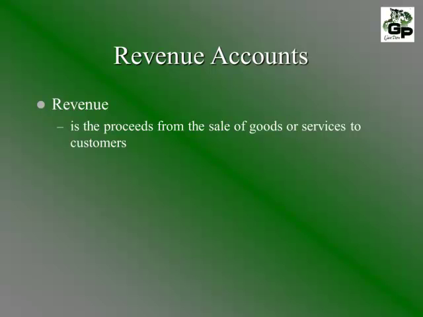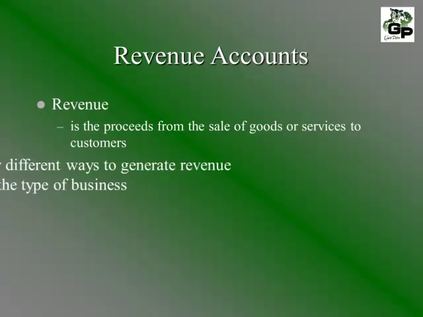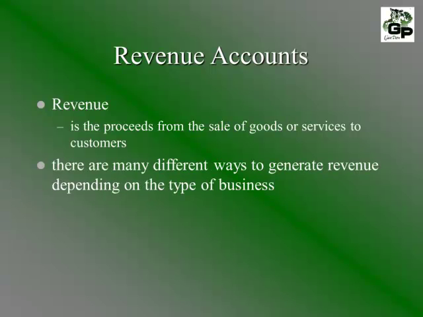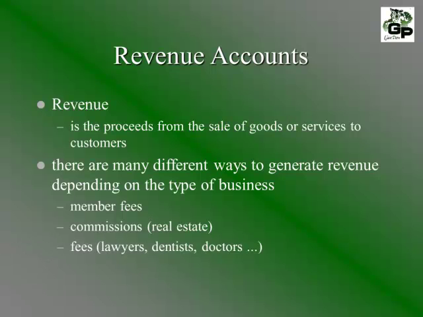Now we're going to talk about revenue accounts. And we know already that revenue is the proceeds from the sale of goods or services to customers. But there's many different types of ways that a business can generate their revenue. In the example in the textbook where we're talking about Goldman's Gym, they generate revenue by selling member fees. You can also, in different types of businesses, have commissions, which are fees that are paid to real estate people. You can have fees paid to lawyers, dentists, doctors, consultants, and so on.